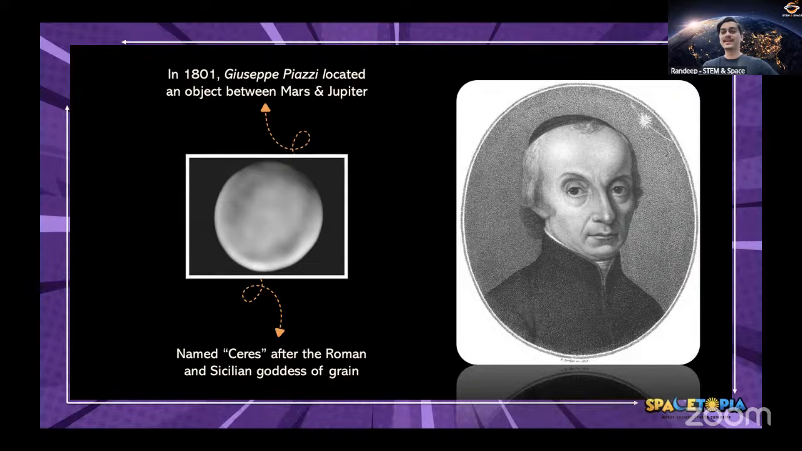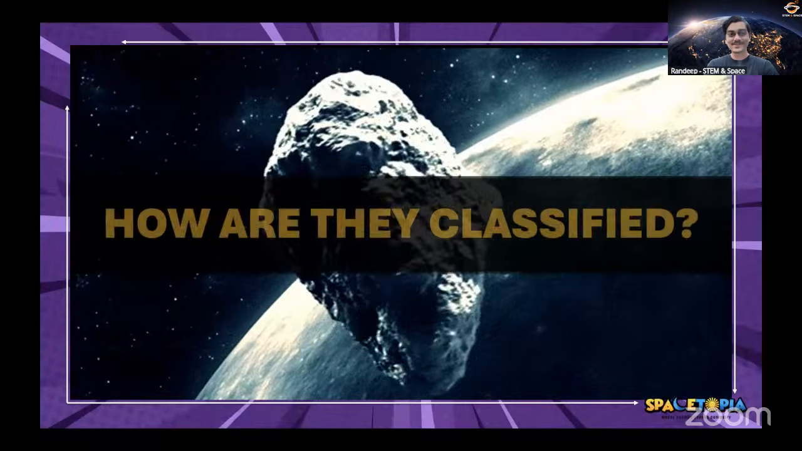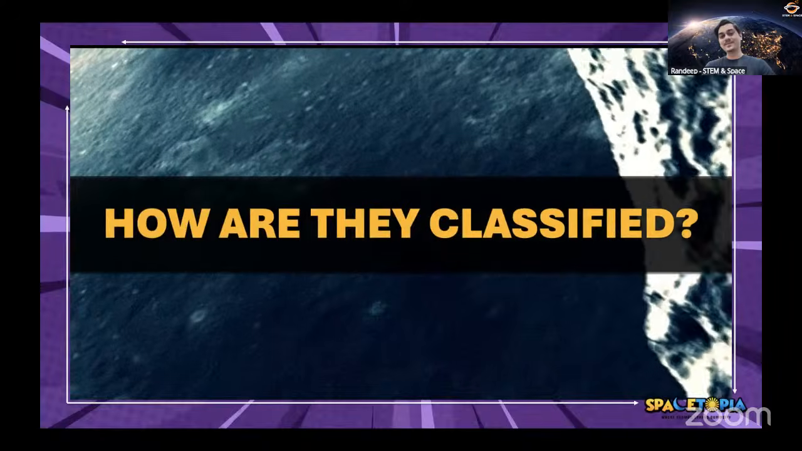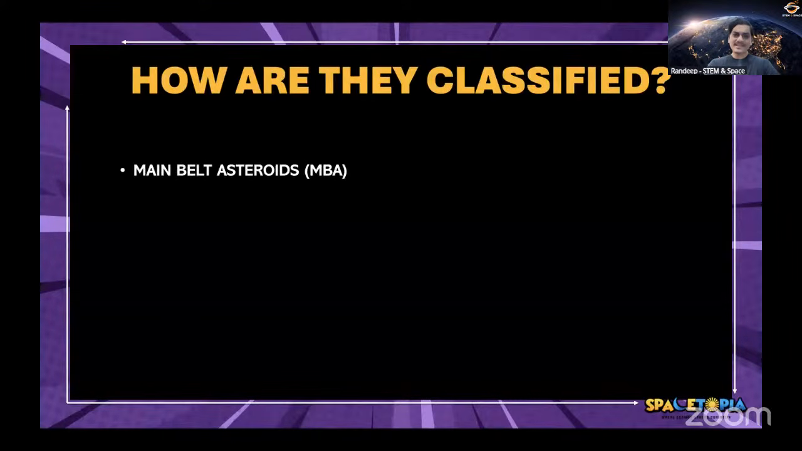And the name given was Ceres, which was the first asteroid that was discovered. But he didn't know that he had actually discovered the largest asteroid present in our solar system. So we are going to see about that. So how are these asteroids classified? Well, these are mainly classified based on the location where they are present. So first, we have the main belt asteroids.